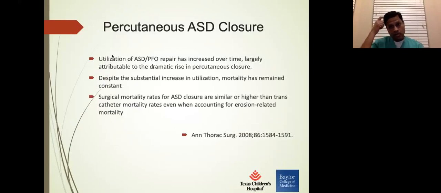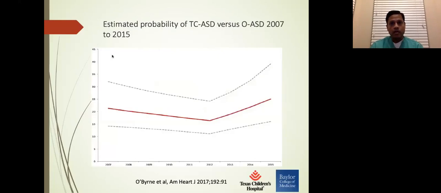Percutaneous closure has increased over time since the early 2000s due to the availability of the devices. And the mortality rate for percutaneous ASD closure has also been very, very low. In fact, the mortality rates for surgical closure of ASDs are similar to transcatheter closure, even when you account for erosion-related mortalities.